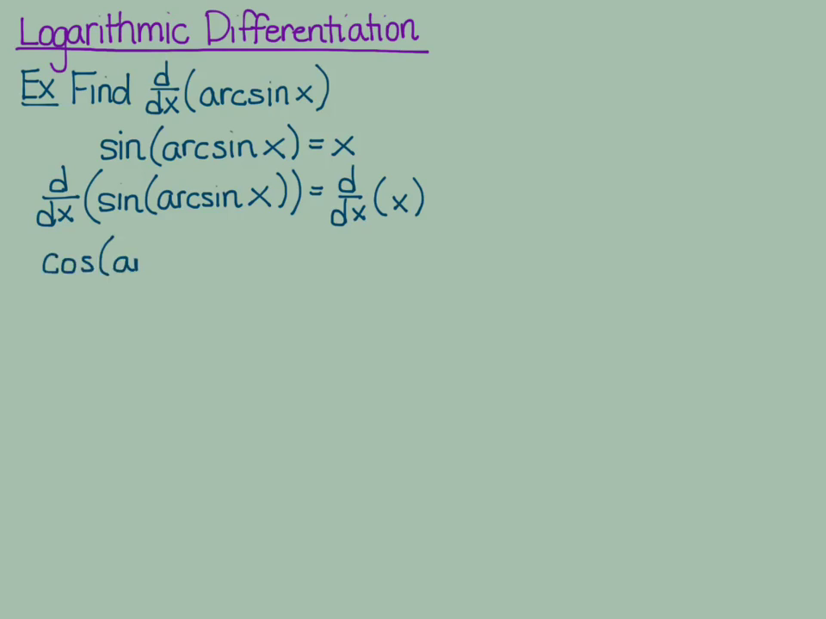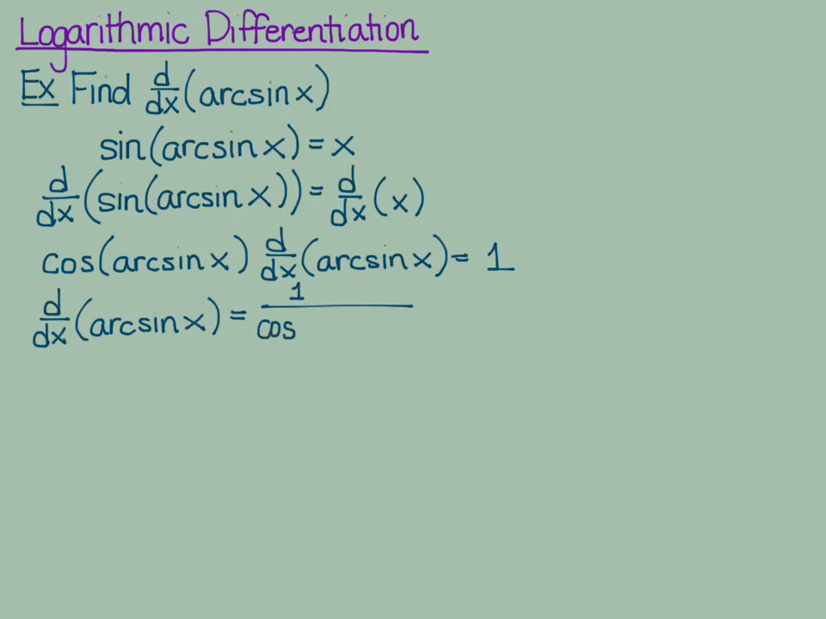The derivative of sine of arc sine of x uses the chain rule, so we'll take the derivative of the outside, leave the inside the same, giving us cosine of arc sine of x, times the derivative of the inside function, which is d by dx of arc sine of x, since we don't know what the derivative of arc sine is. The derivative of the right side is going to be 1.